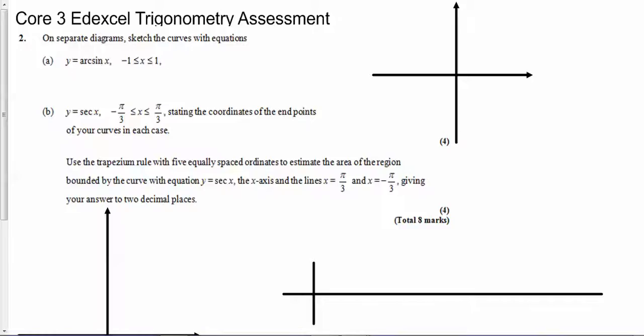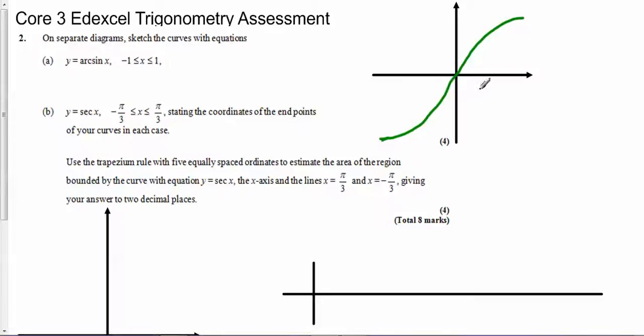Starting with question 2a, we have to sketch the graph of arcsin x. This is the inverse function of sin x, and any inverse function is just a reflection in the line y equals x. So I'm just going to start off by sketching out sin x between 90 and minus 90. The reason for that is that I can see here that it's asking me to do arcsin between minus 1 and 1, so I'm only going to need to go that far.